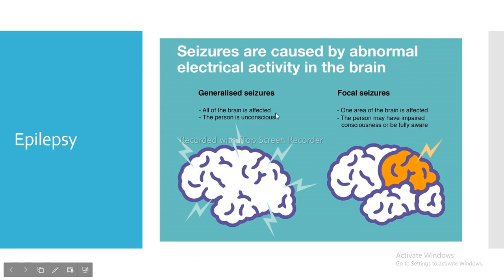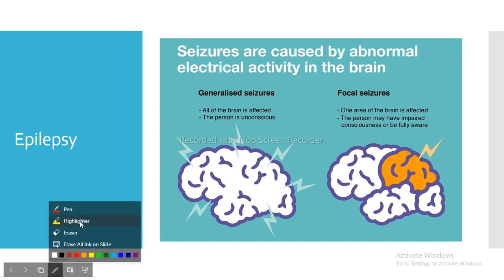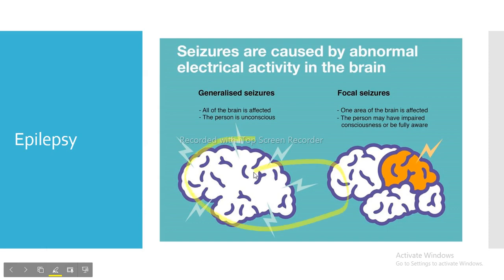So here we have two types of seizures. First is generalized seizures and next is the focal seizure. In generalized seizures, all the parts of the brain are affected, as you can see here. The person is unconscious. Next is the focal seizure. One area of the brain is affected, as you can see, only some part of the brain is affected. The person may be partly unconscious or fully aware.